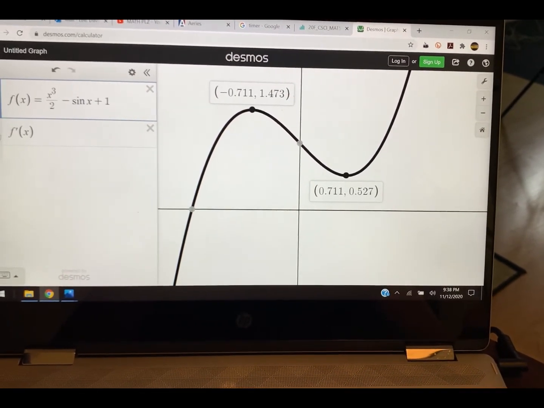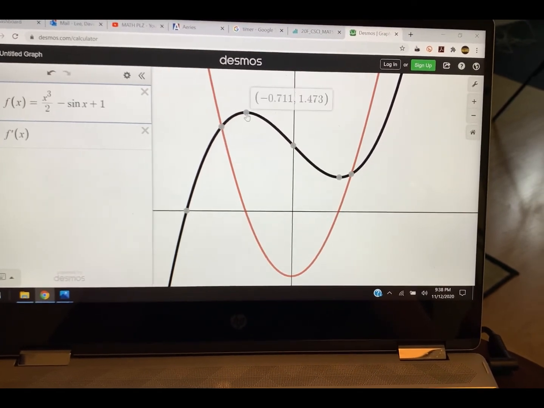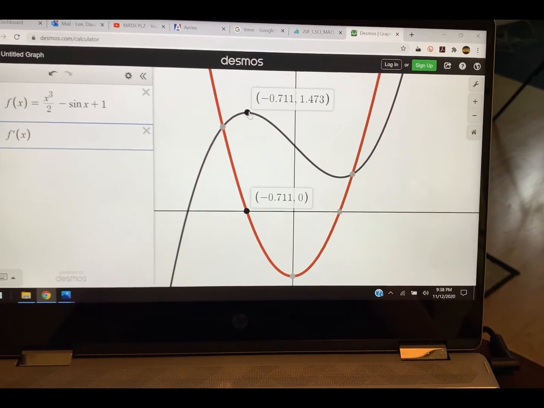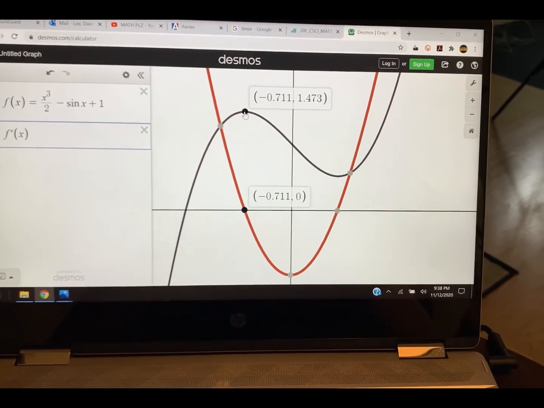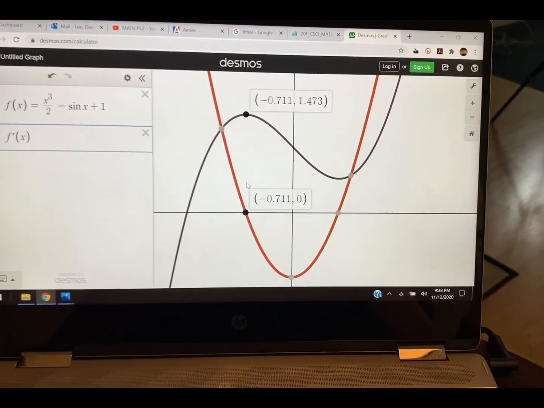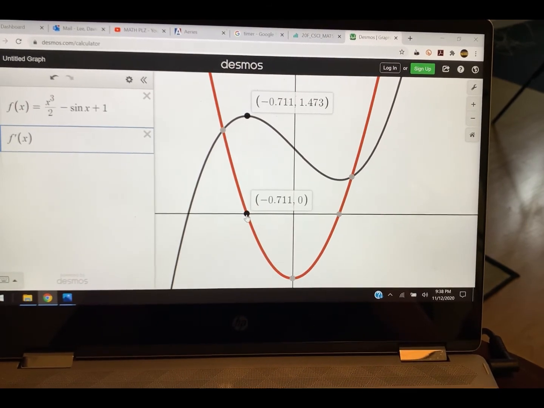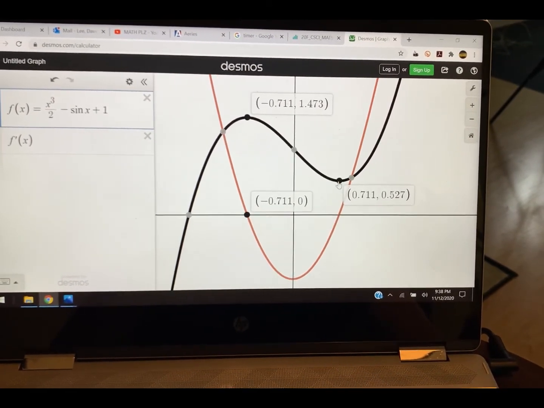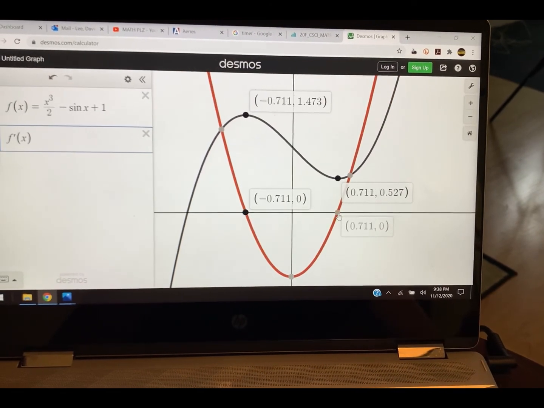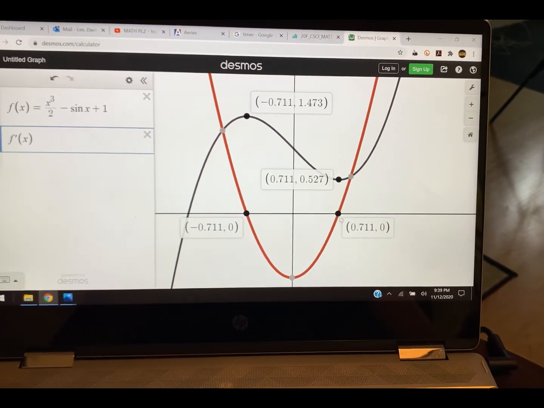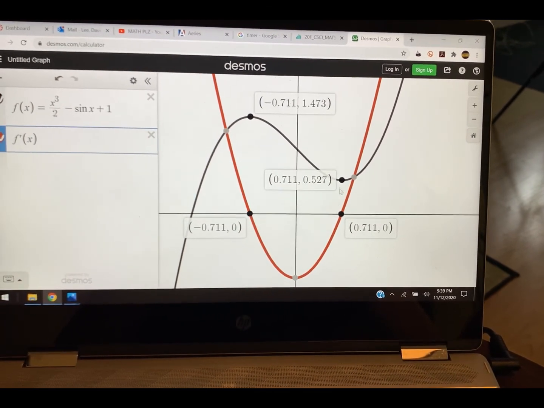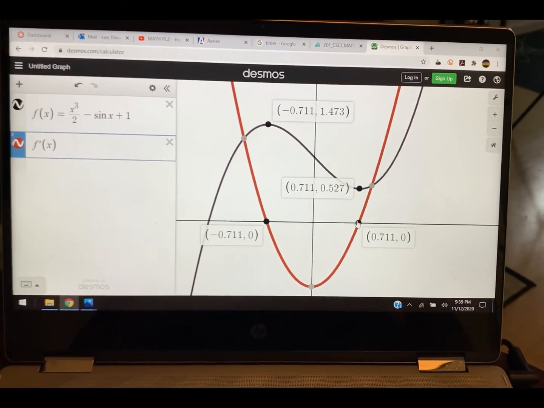And if you overlap it with the original function, you see that here, the maximum of the original function is in line with the zero of the derivative, because they occur at the same spot. Similarly here, the minimum of the original is in line with the other x-intercept of the derivative. So it all ties in together. Kind of cool. So let me know if you have any more questions.